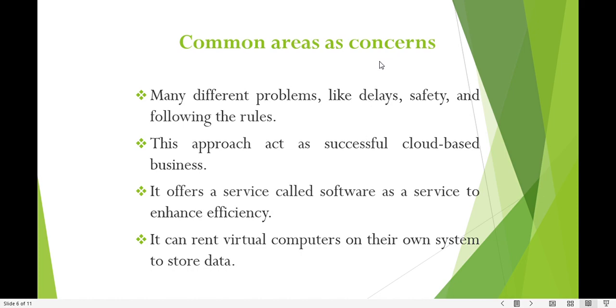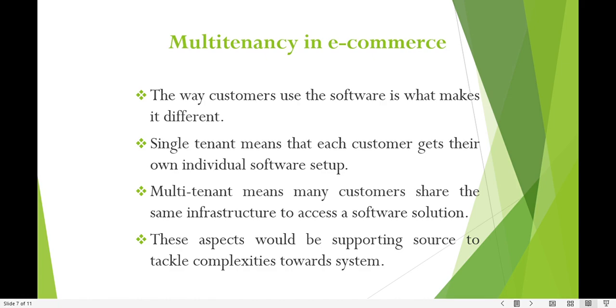What are the major concerns that we have? Many different problems in terms of service, like delays, safety, and following rules. This approach acts as a successful cloud-based business. It offers a service called software as a service to enhance efficiency. It can run virtual computers on its own systems. As I've told you, it acts like a virtual system. We don't need any physical machines for this.